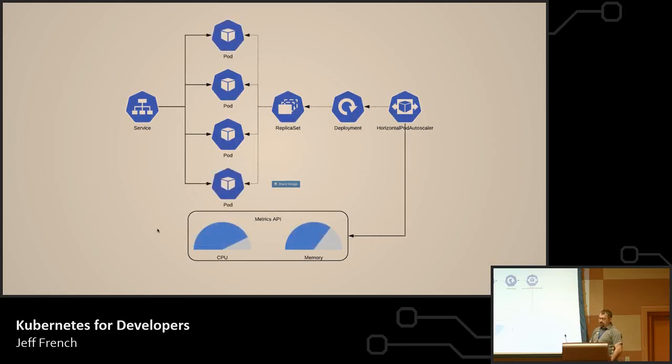And then, boom, we get hit with a big spike in traffic. The horizontal pod autoscaler tells the deployment to scale up. The replica set then adds a few more pods. Traffic magically starts flowing because the service is already sending traffic to all the pods with those certain labels, and your application is scaled.